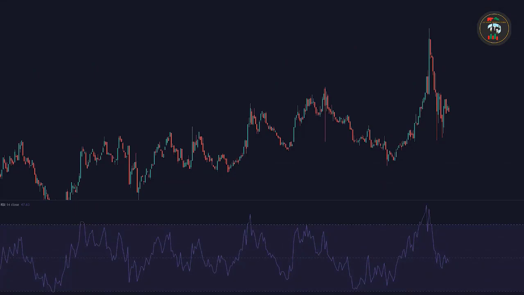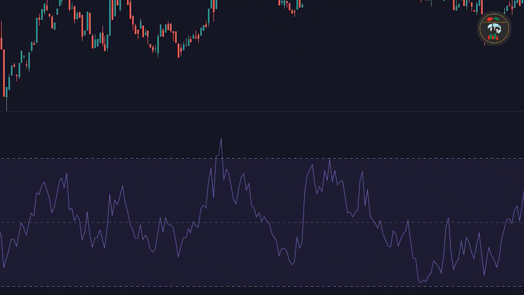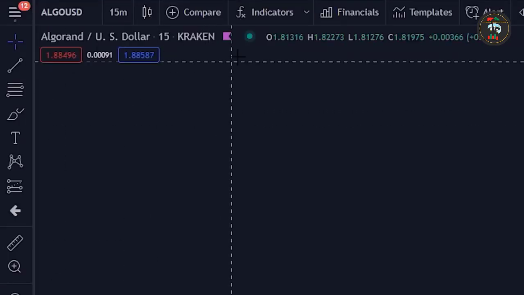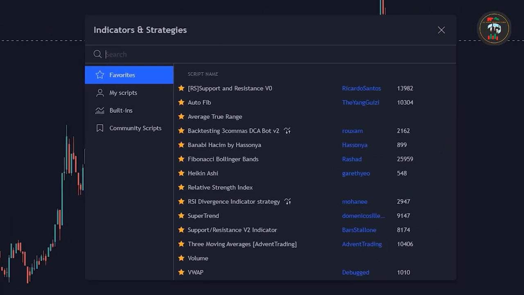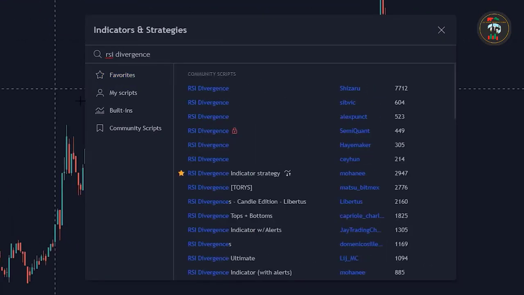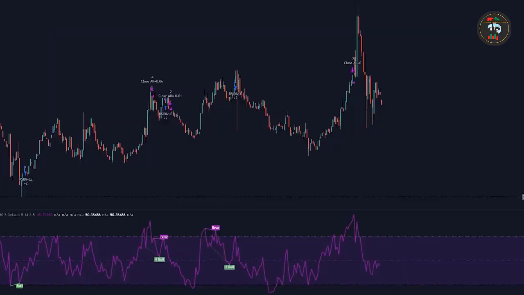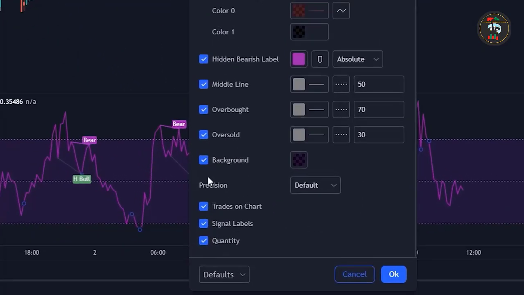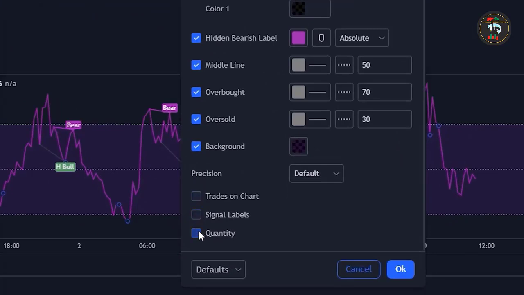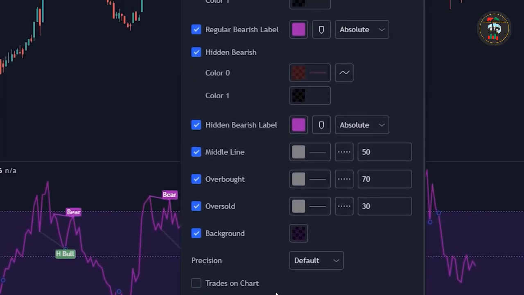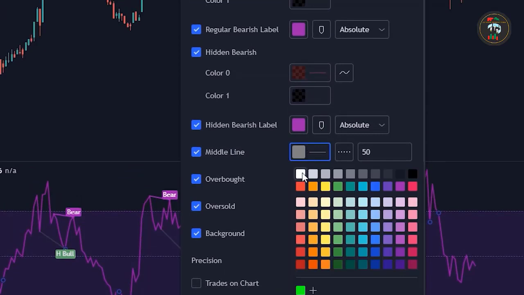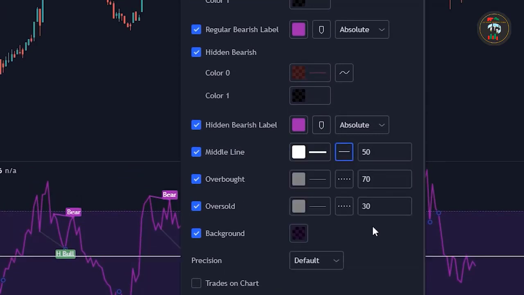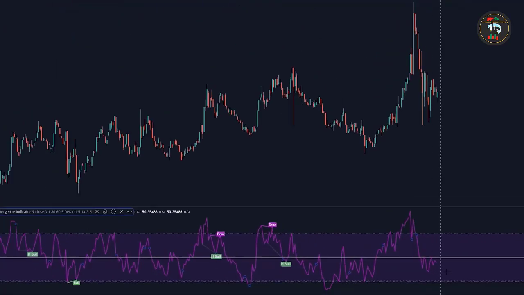Rule number two involves using the RSI indicator. Go to the Indicators tab and enter the RSI divergence indicator. Make sure you select this one. Next, we're going to change the settings a bit. Go into Settings and uncheck those three bottom checkboxes. So that cleans up our chart a bit. Then go to the Middle Line tab and change the color to white and make it a solid line. This is just because it is easier to see.